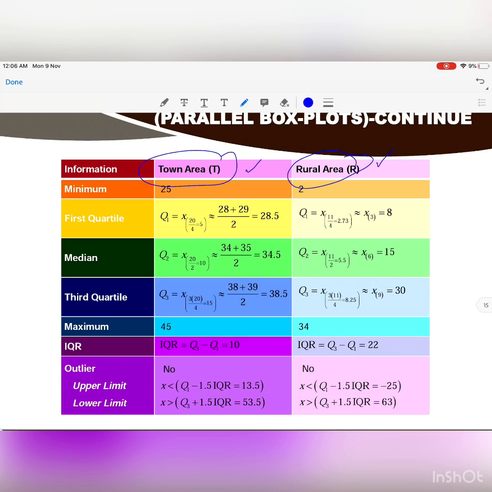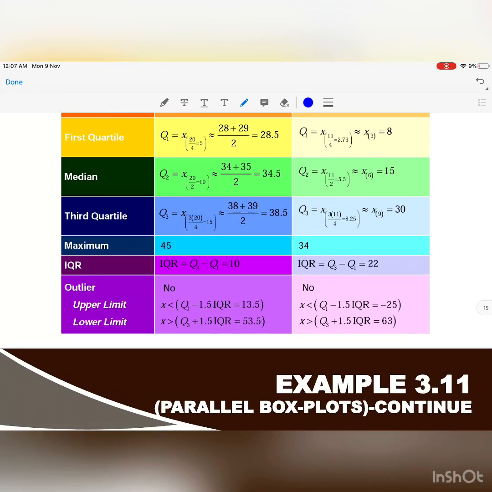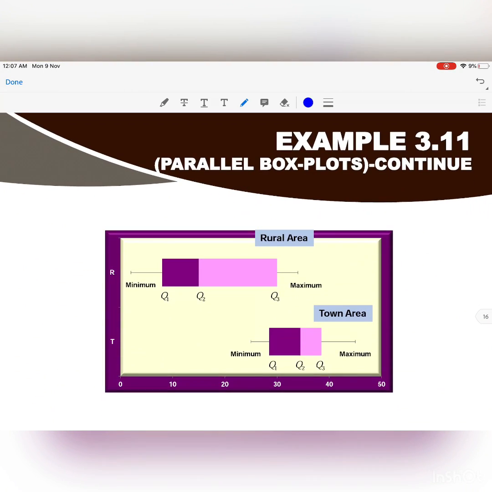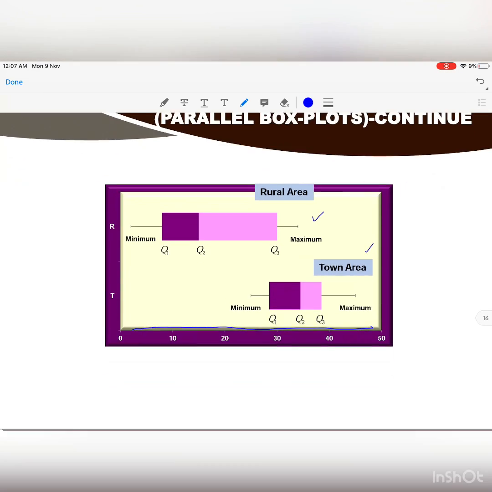So two groups here, town area and rural area. This is how the parallel box plots look like, in the same axis here, but we have two box plots. We can draw two box plots.